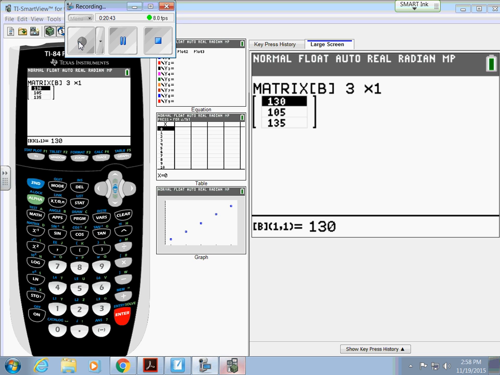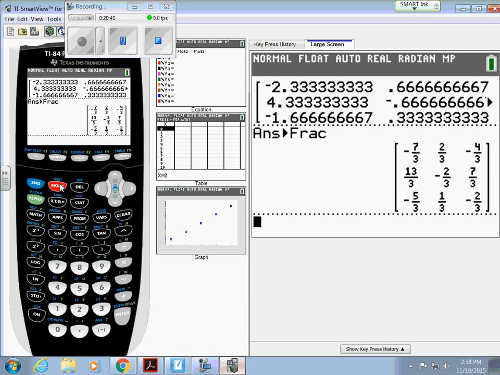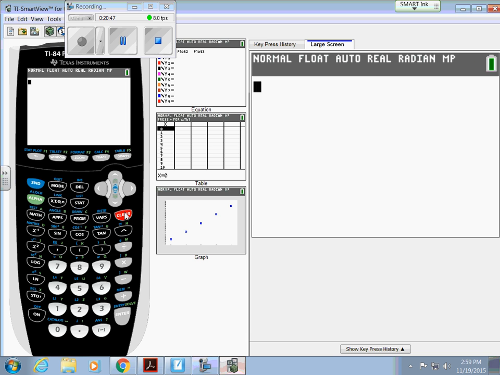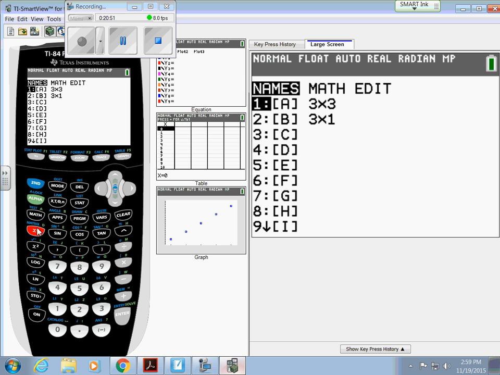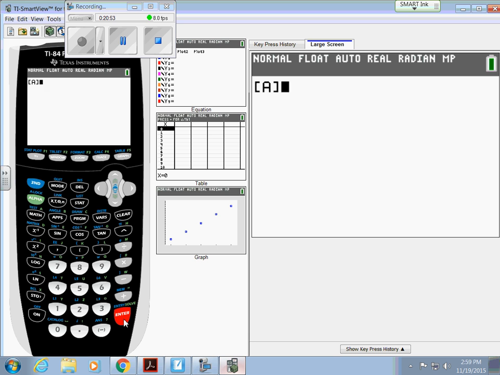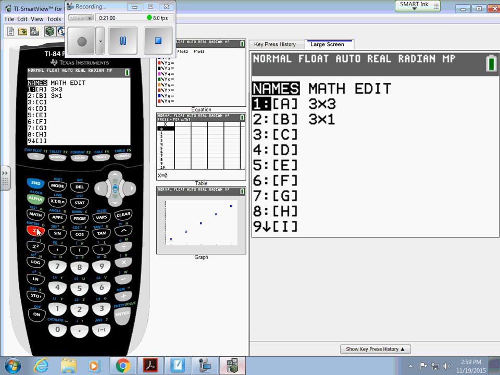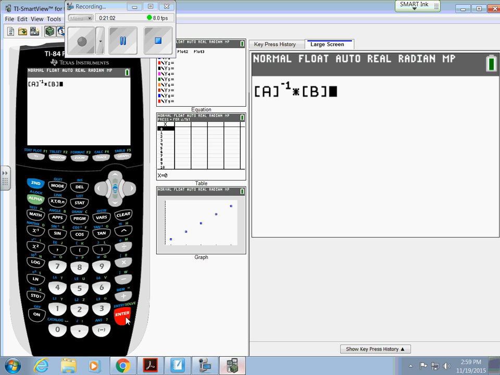So let's get out of here, clear our screen. So we're going to take A. So we're going to go to second matrix. Now we're just looking for the matrix, so we hit the name, that's A, the inverse button, times second matrix, bring up B. We hit enter.